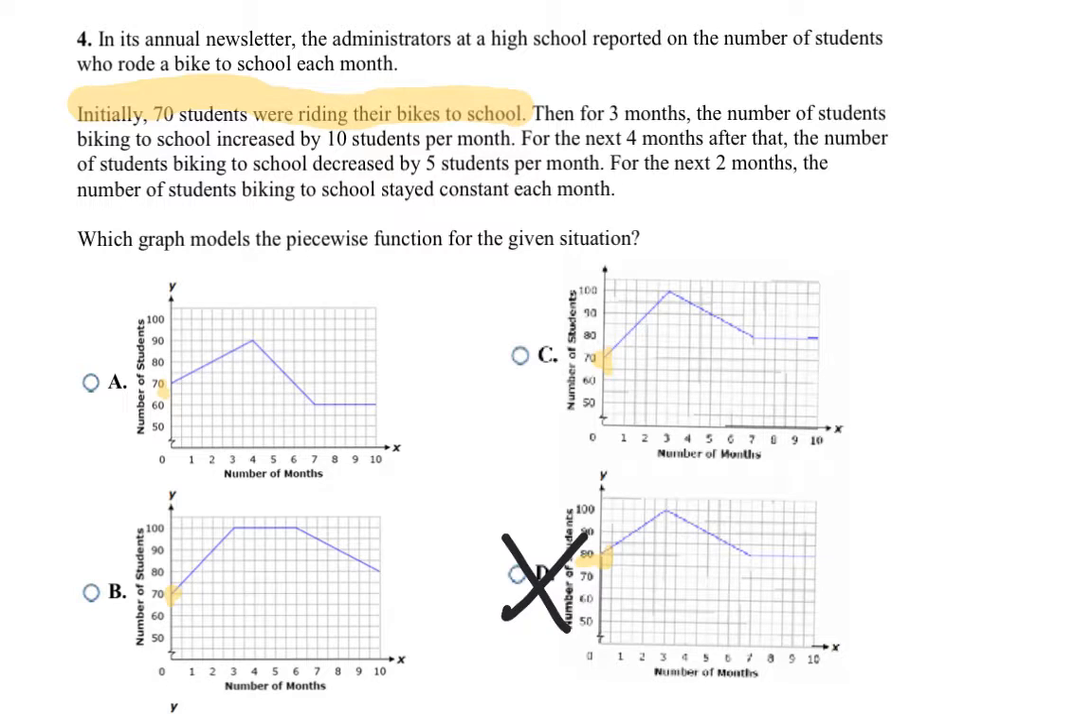So then I'm going to look at my next piece of information. And then for 3 months, the number of students biking to school increased by 2 students per month. So for 3 months, you're looking for a line that's increasing. So here's my first 3 months. So that means it's increasing to that 3 line. Which in A, it increases past that 3 line till 4. So it can't be A.